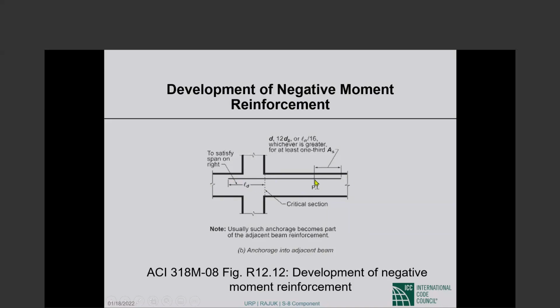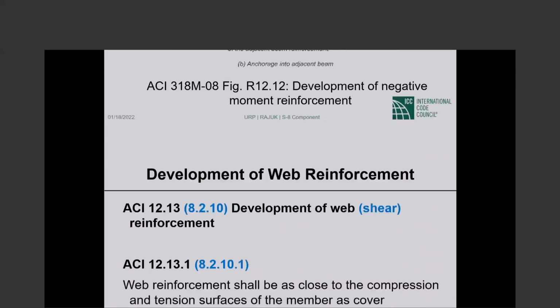This is the point of inflection. Negative moment changes to positive moment. Okay, so the negative bar has to extend beyond this point of inflection by, remember, D, 12 bar diameters, or 1/16 of the span, whichever is the largest of the three. I think this is a very clear-cut picture of what it is that we have to do.